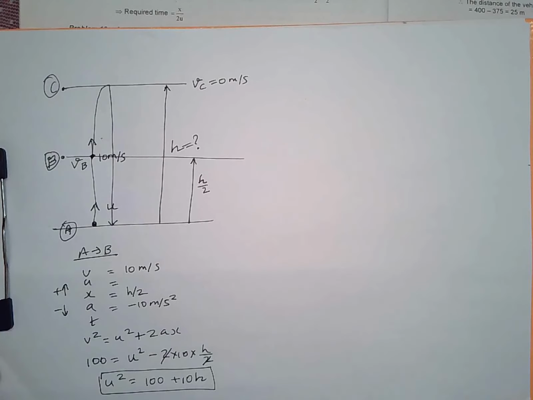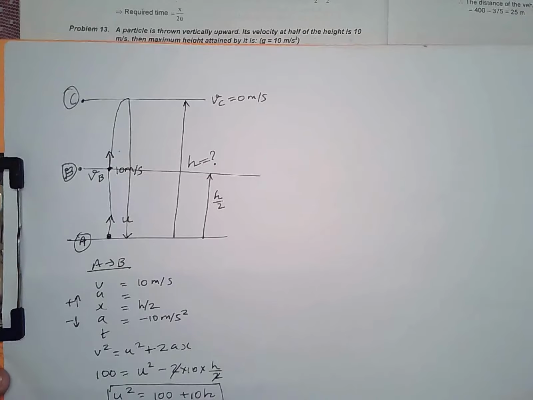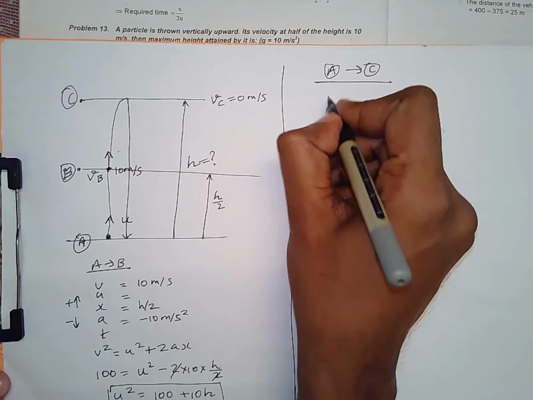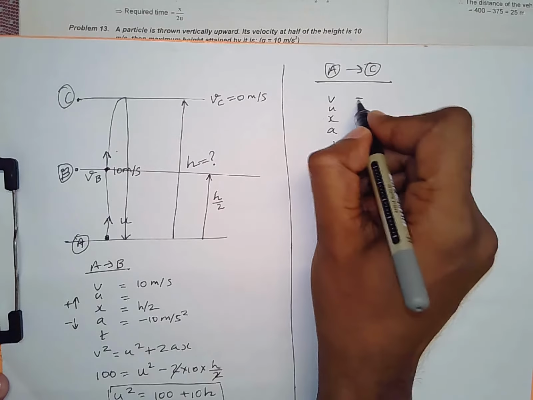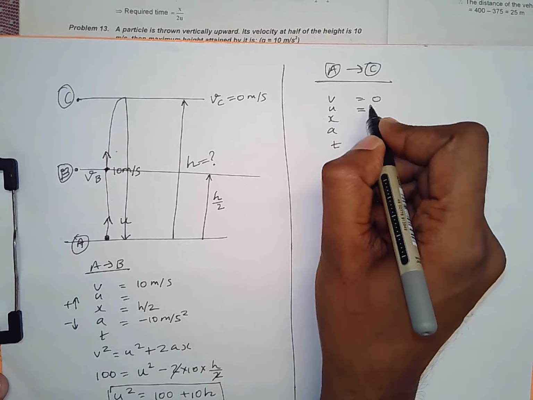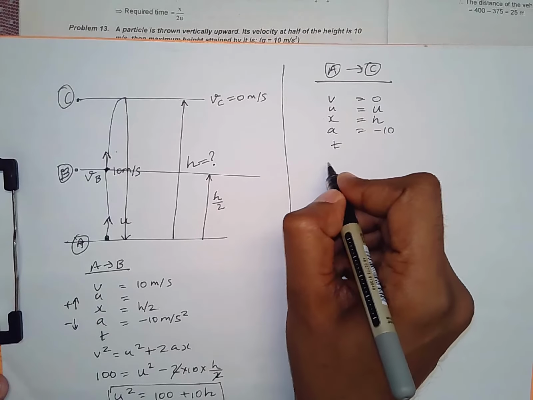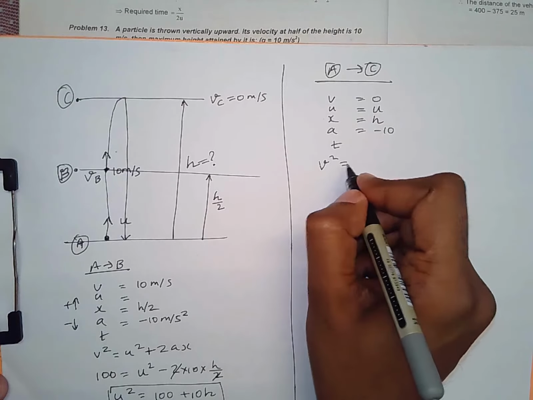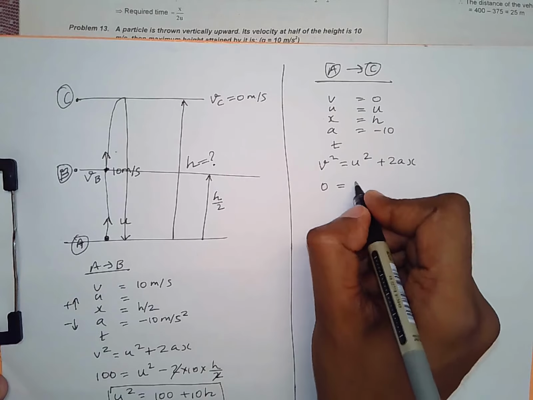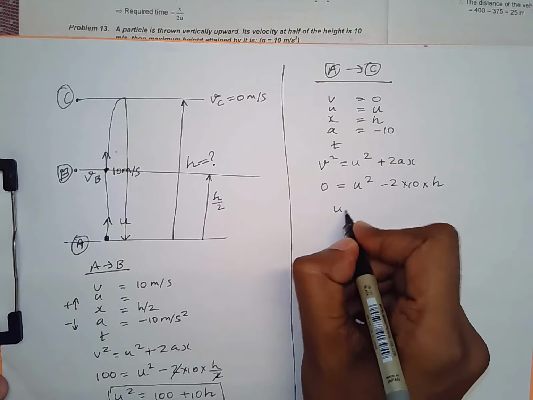Okay, next what we'll do is we'll set up the equation from A to C. So final velocity at C is 0. Initial velocity at A is u upwards. Displacement is h. Acceleration is minus 10. So again, using v square equals u square plus 2ax, final velocity is 0, initial velocity is u, so 0 equals u square minus 2 into 10 into, now this time it will be h.